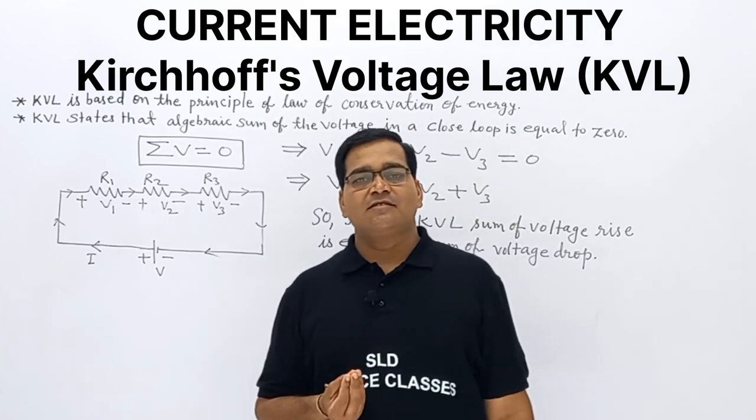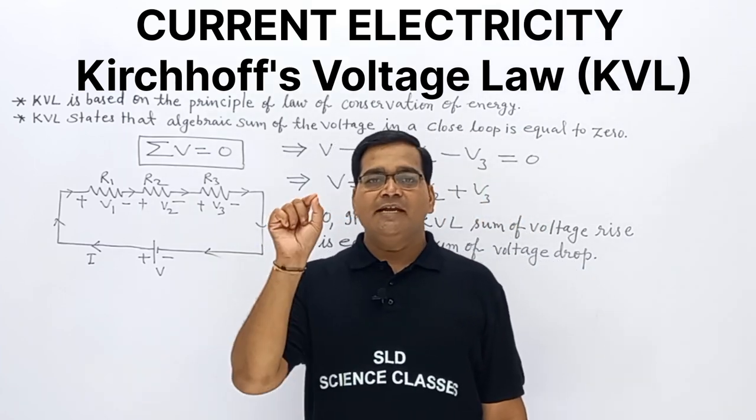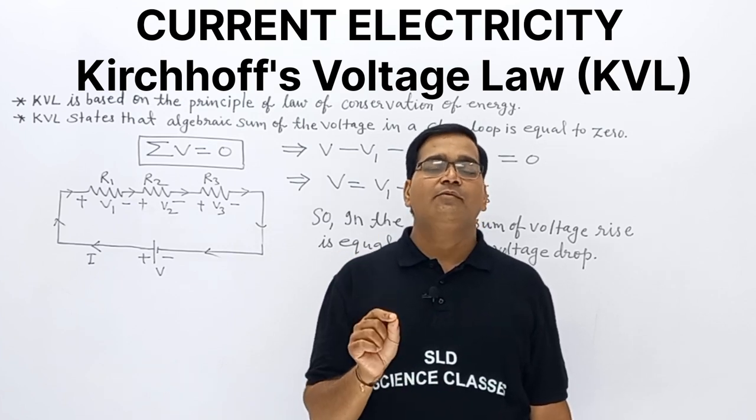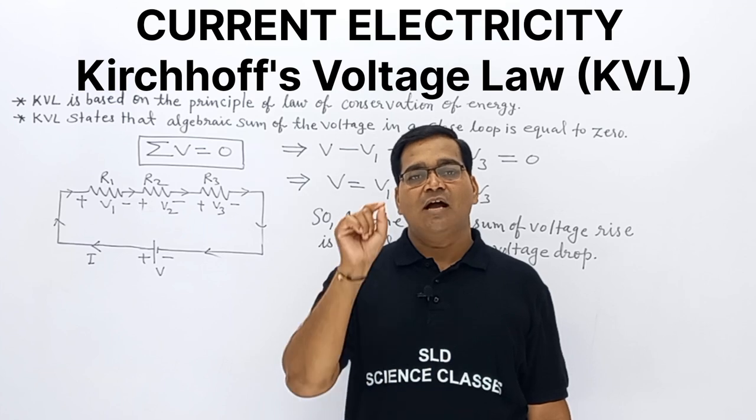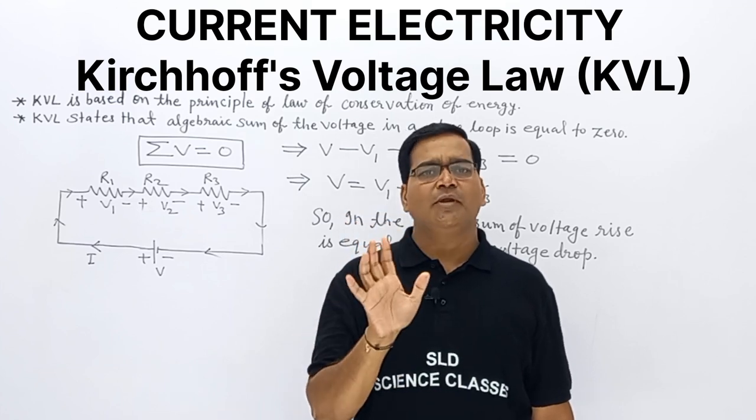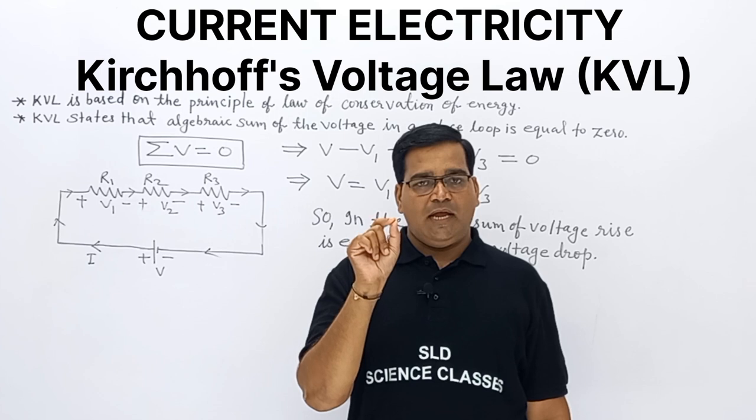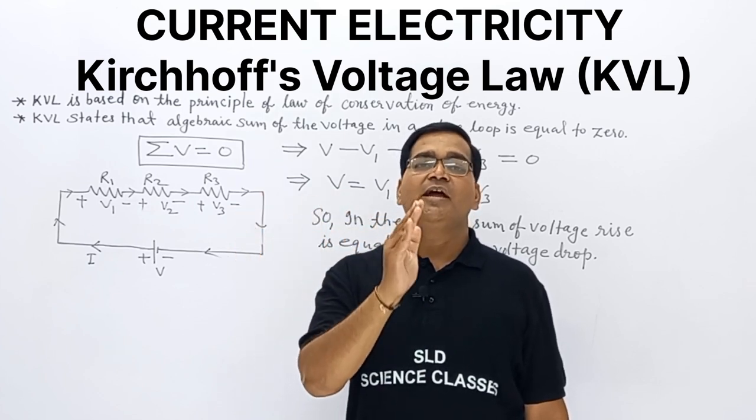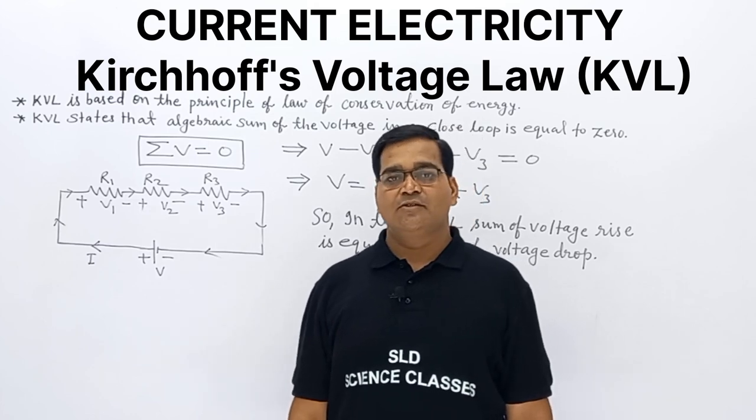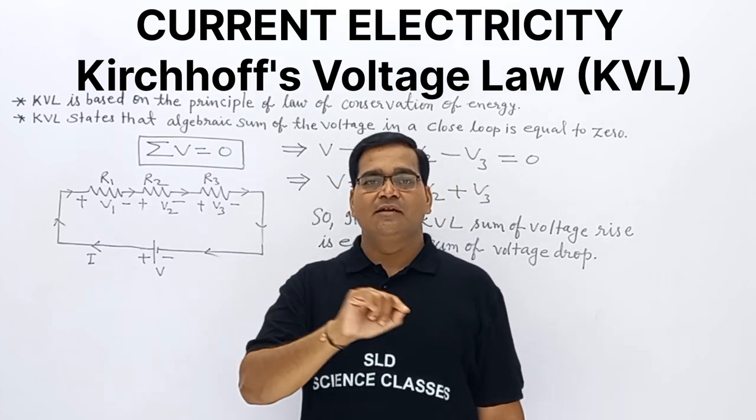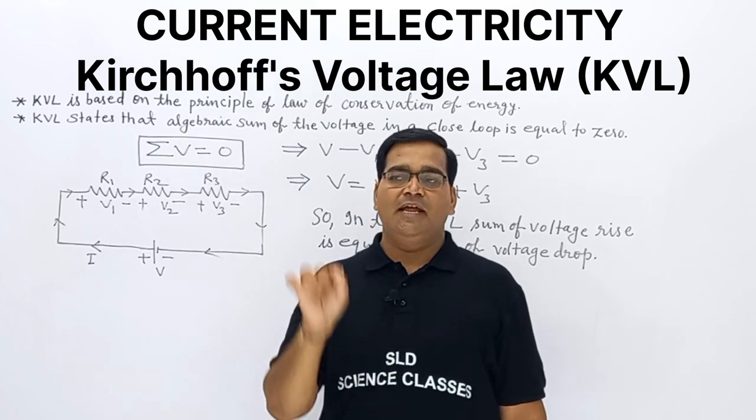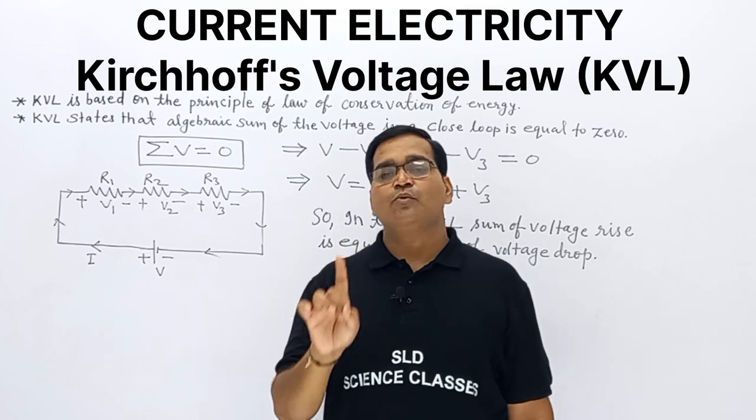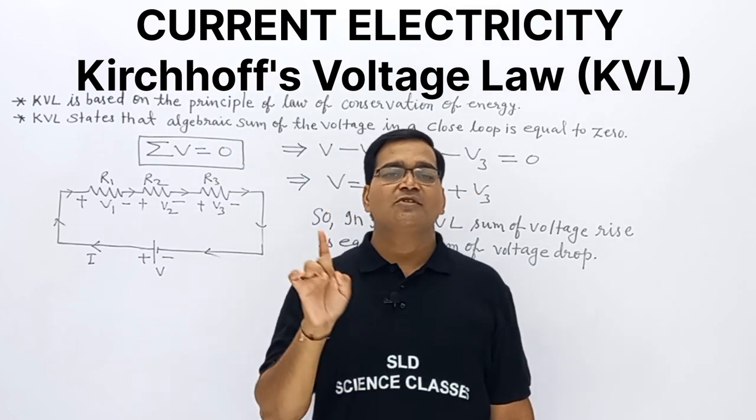In the last class we studied Kirchhoff's current law, and I am just revising it. At a node in the circuit, what is a node? A node is a point where two or more branches are intersecting. That point is called a node or junction. At the node, incoming current must be equal to outgoing current. That is Kirchhoff's current law.